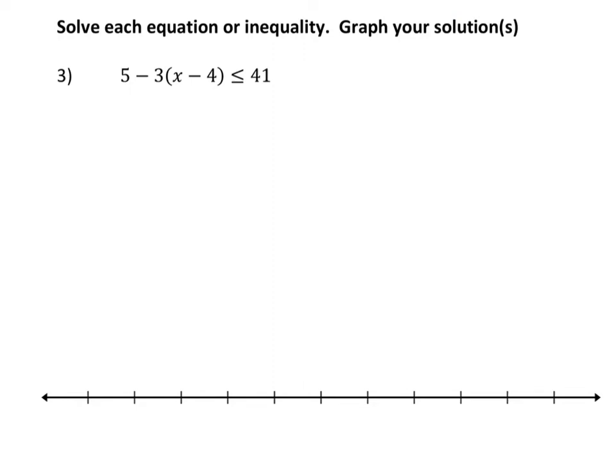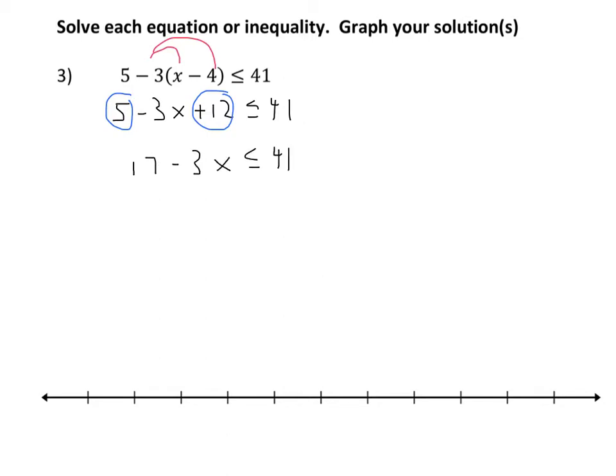Alright, this one, 5 minus 3 times the quantity x minus 4 is less than or equal to 41. Right? Again, let's simplify. And for this one, I'm going to simplify by distributing this negative 3. So I have 5 minus 3x plus 12 is less than or equal to 41. Right, now I'm going to continue to simplify by combining this 5 and 12. That gives me 17 minus 3x is less than or equal to 41.